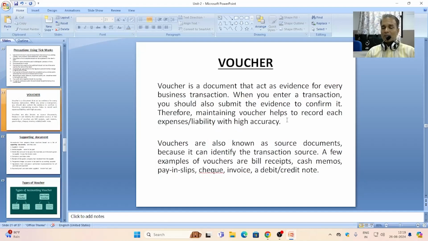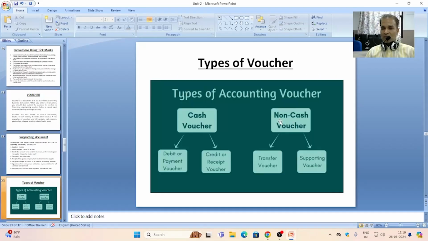There are various types of vouchers also. In the types of vouchers, we can discuss two main types of voucher: cash voucher and non-cash voucher. Cash voucher has further distribution. First is debit voucher or payment voucher. Second is credit voucher or receipt voucher. In case of non-cash voucher, we find again sub-distribution. First is transfer voucher, also known as general voucher. Next is supporting voucher.